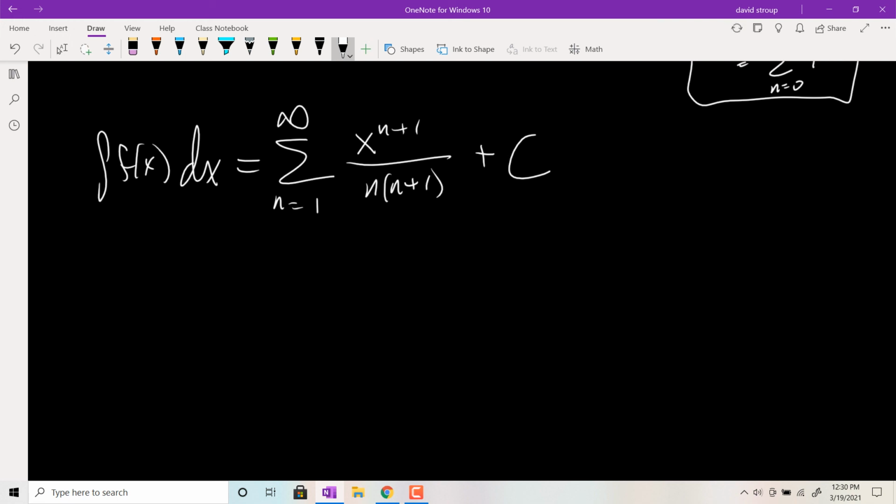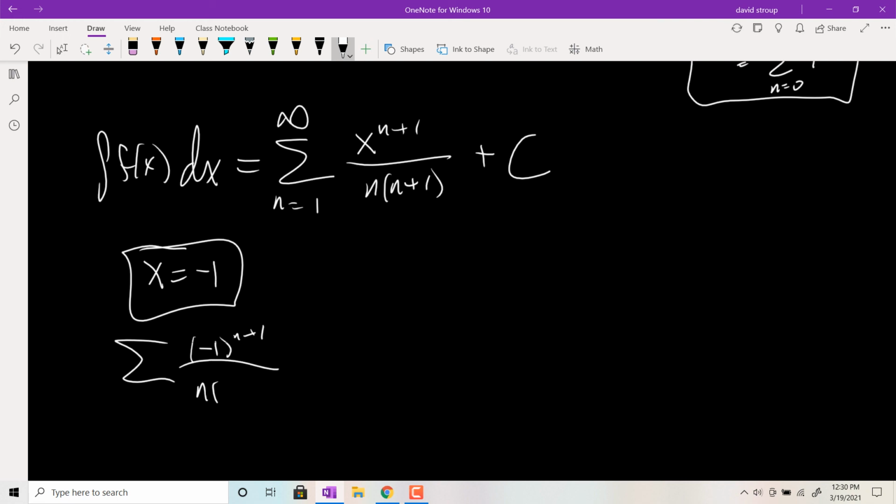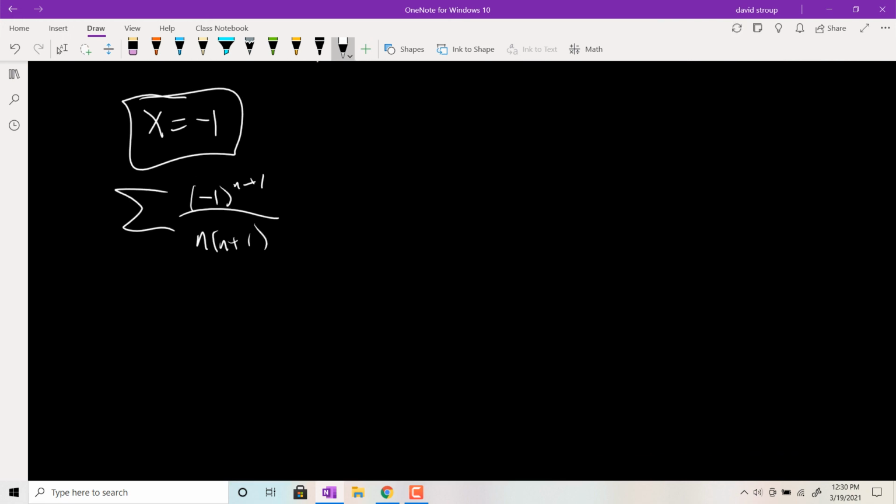Again, we don't have to do the ratio test. We just need to plug in the endpoints. The plus c portion won't affect the overall convergence or divergence of the series, so you can kind of neglect that. But let's take a look at the endpoints. So what do we have? -1 and 1, right? So plugging in -1, we get the sum of -1 to the n plus 1, let me box this, all over n times n plus 1. And this guy is alternating. Okay, so try the alternating series test.